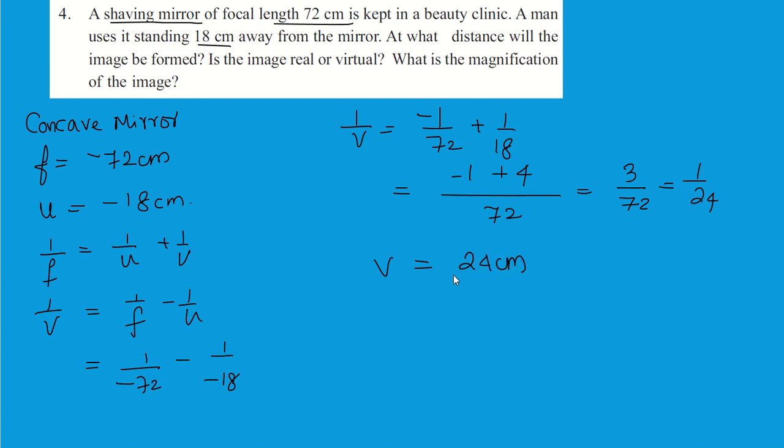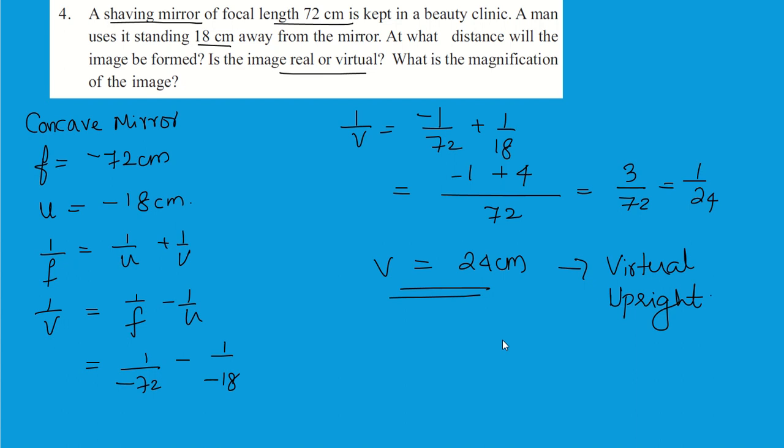I am getting v as a positive value. When we get the image distance as positive value, that shows that it is virtual. All the virtual images will be upright, or erect. Now, is the image real or virtual? We got the answer, it is a virtual image.